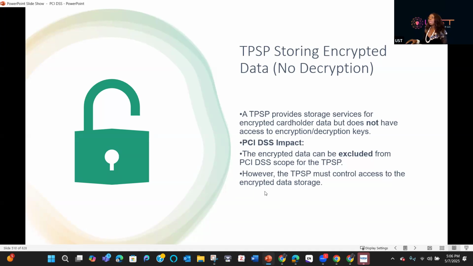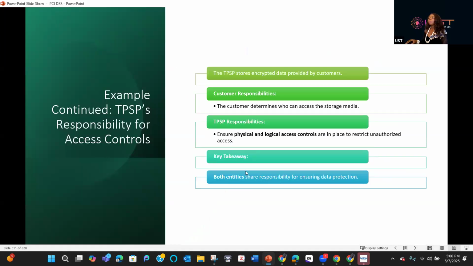Even in a situation where they are not decrypting the data, they provide storage services for encrypted cardholder data, but do not have access to the encryption or decryption key. PCI DSS impact: the encrypted data can be excluded from PCI DSS scope for the third party. However, the third party must also have the controls that we've mentioned, right? Access control or any other controls.